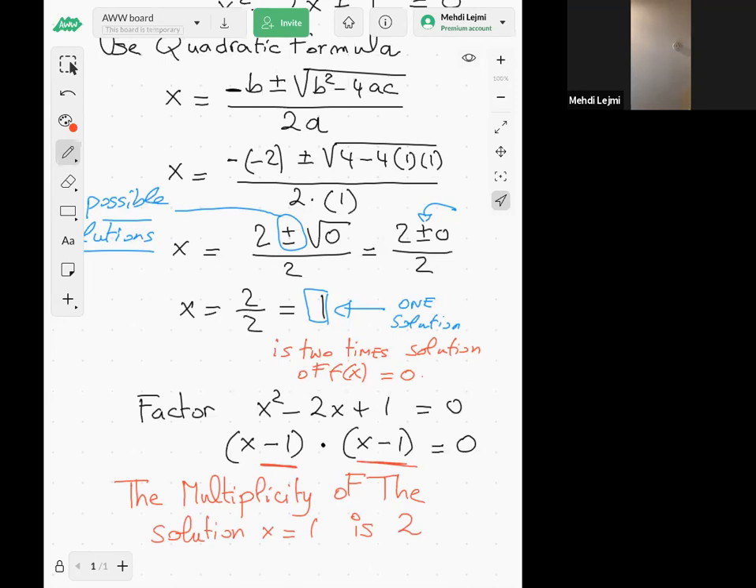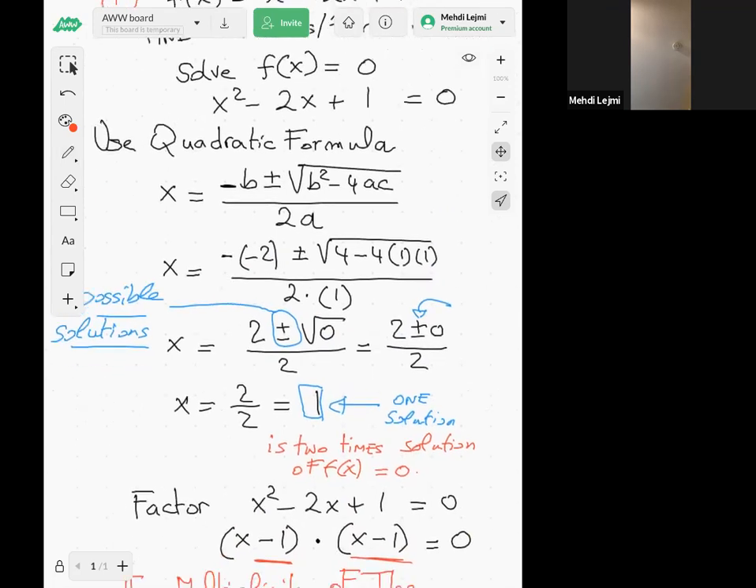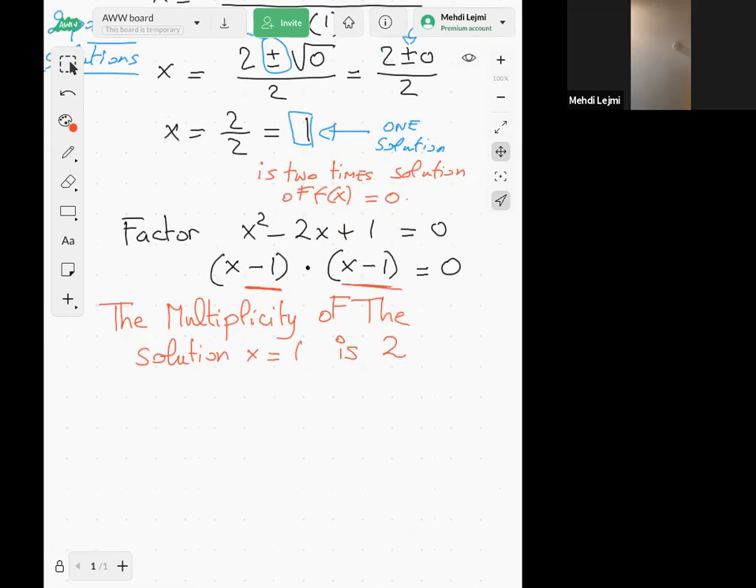So that's the multiplicity of 1. So 2 is the multiplicity of 1, right? Of course, let's take another example. This is for x squared minus 2x plus 1. Example number 2, another example: let's say f of x equals x squared minus 3x plus 2.